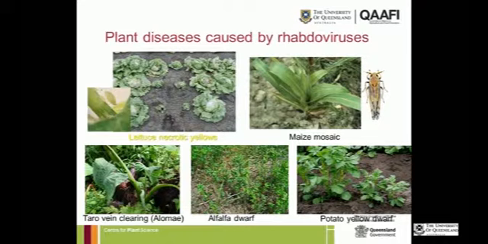And there's a few examples of agriculturally important viruses, like the one causing Alomae disease in taro in the Pacific Islands, alfalfa dwarf, a newly recognized virus in alfalfa in South America, and potato yellow dwarf. This is a healthy potato, and these are infected potato plants here.